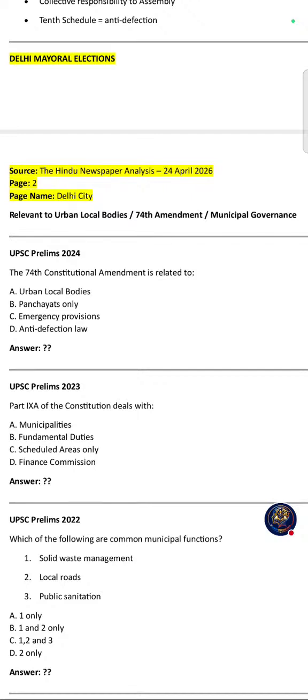MCQs which are high chances of coming in the upcoming exams. The first topic is Delhi mayoral elections.